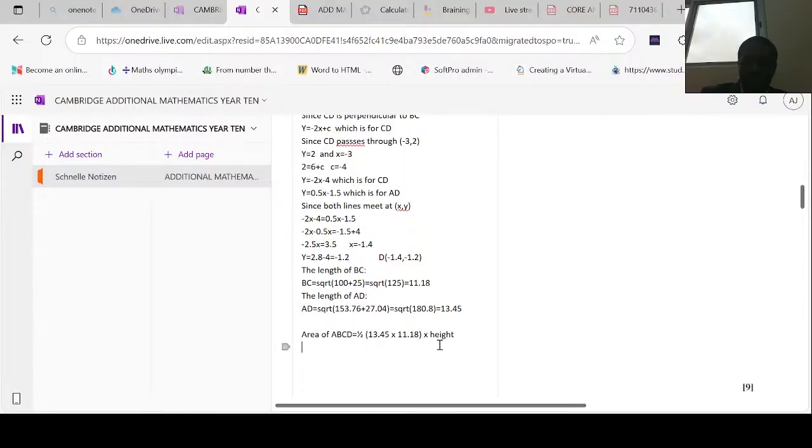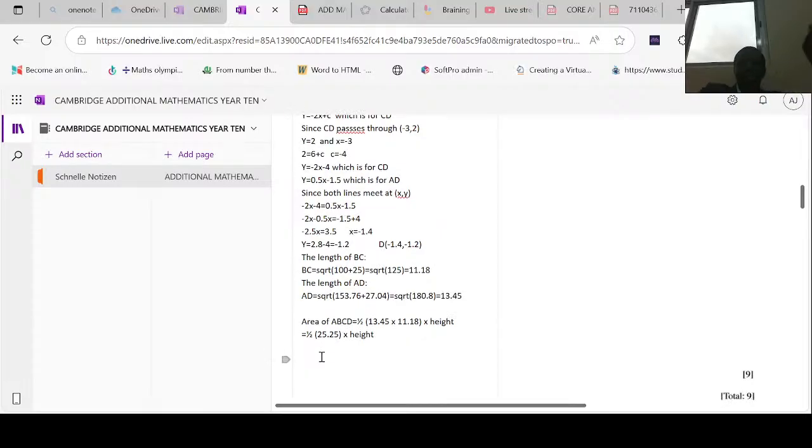But let's do it. So 13.45 plus 11.8 plus 11.8. 25.25 to 2 decimal places. Confirm. 25.25. So 1 over 2 into 25.25, right? Am I correct? Times height. This will be the only question we'll do for today.